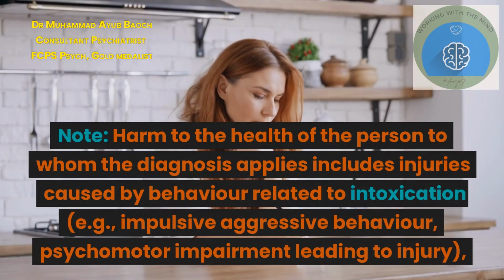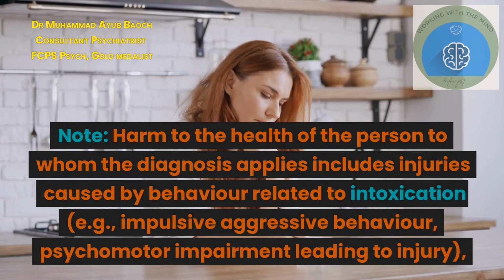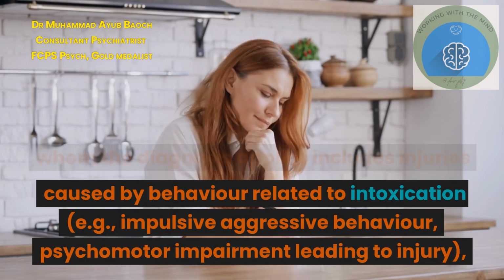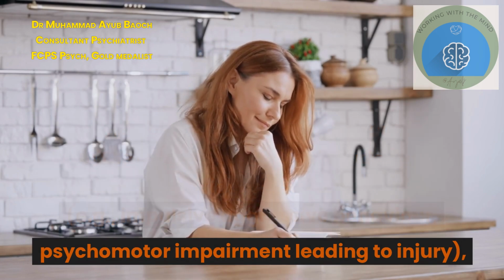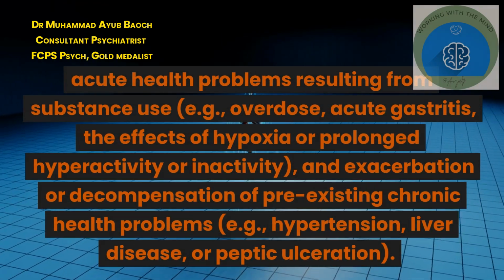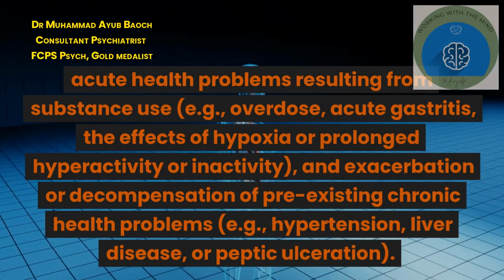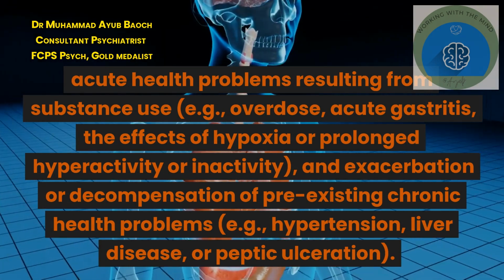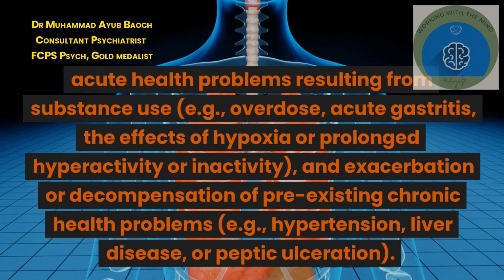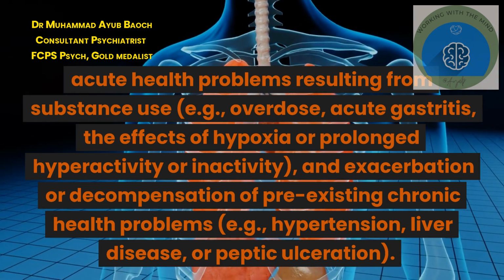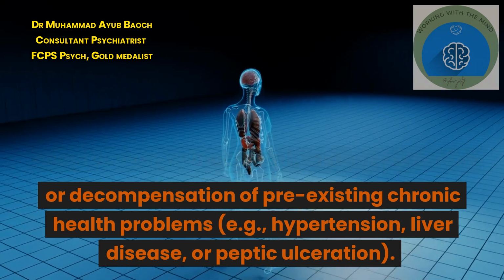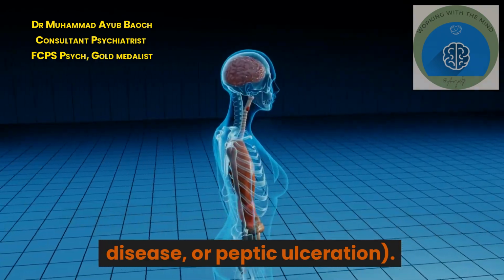Note: harm to the health of the person to whom the diagnosis applies includes injuries caused by behavior related to intoxication, for example, impulsive aggressive behavior, psychomotor impairment leading to injury. Acute health problems resulting from substance use, for example, overdose, acute gastritis, the effects of hypoxia or prolonged hyperactivity or inactivity, and exacerbation or decompensation of pre-existing chronic health problems, for example, hypertension, liver disease, or peptic ulceration.